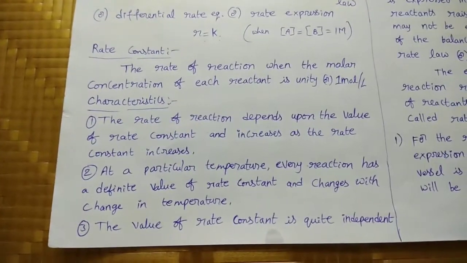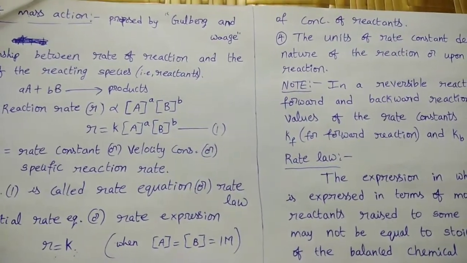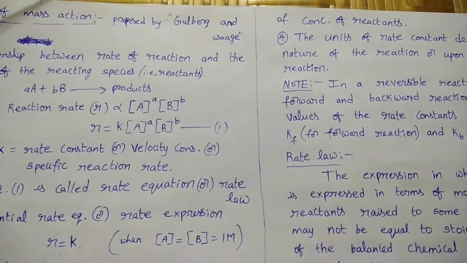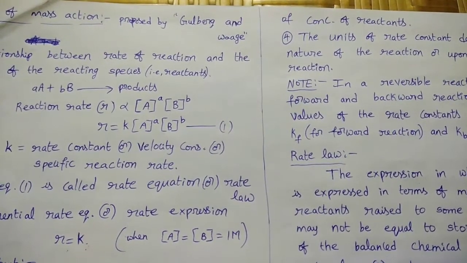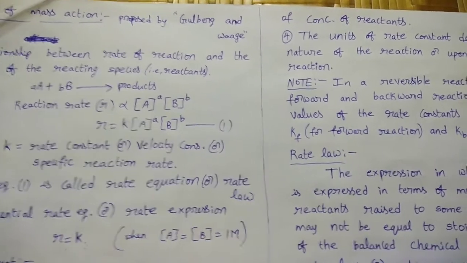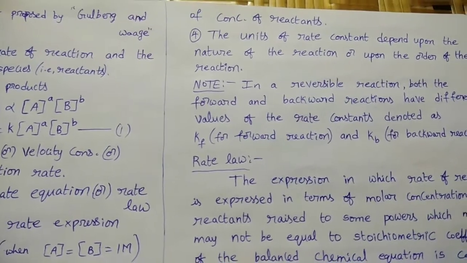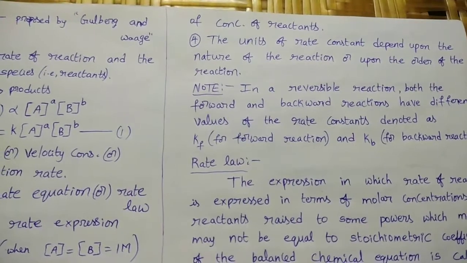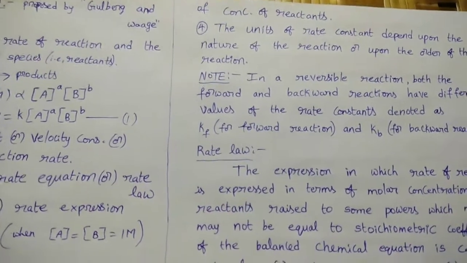Next, the value of the rate constant is quite independent of the concentration of the reactants. So whatever the concentrations of the reactants, whether they increase or decrease, low or high, the rate constant does not change. So the rate constant does not depend on the concentration of the reactants. Next, the units of the rate constant depend upon the nature of the reaction, or upon the order of the reaction. Based on the order of the reaction, the units of the rate constant are calculated.